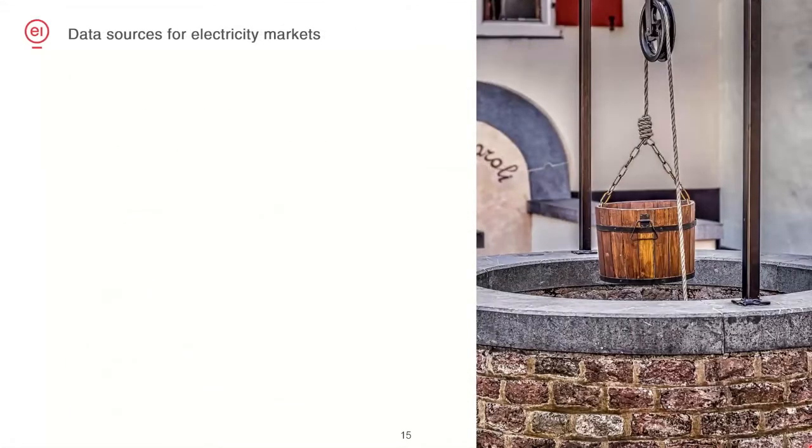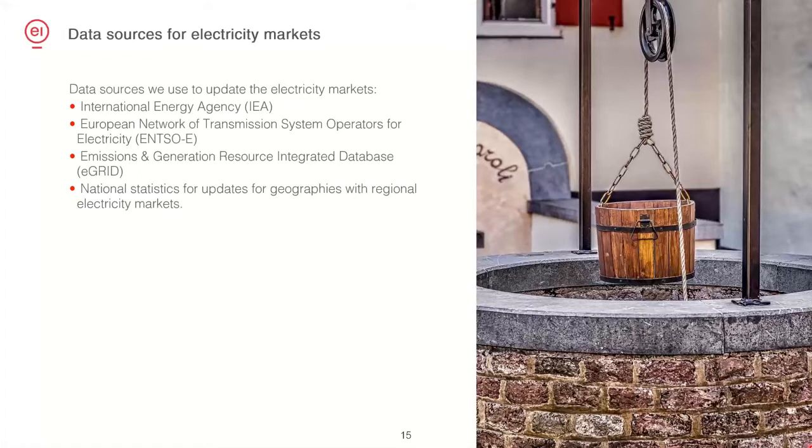A quick word on data sources and where we get our information that we feed into the electricity markets from. We have several sources that we use to update the electricity markets, and these include statistics from the International Energy Agency, statistics from the ENTSO-E system operators, and for the US, we use statistics from eGrid, and there are national statistics that we use to model these regional markets, as in Brazil, India, and China.